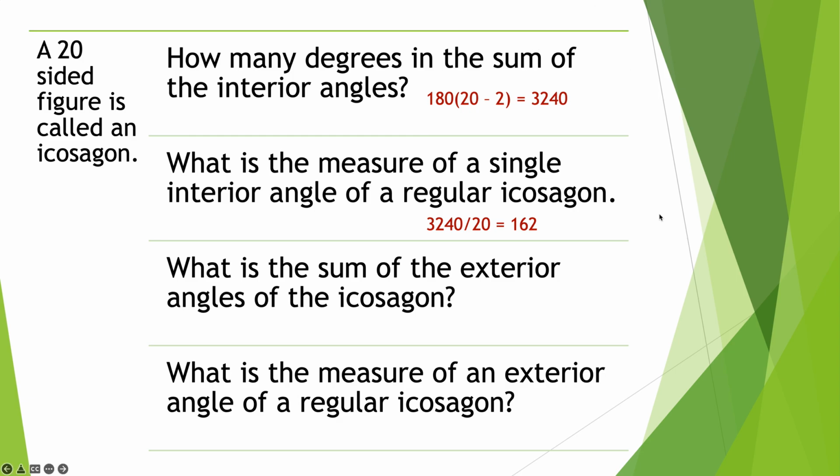What's the sum of the exterior angles? Easiest question in the world. Always 360 on the sum of the exterior angles. And what's the measure of a single one? That would be 360 divided by 20, which is 18. And notice the interior of 162, the exterior of 18 are supplementary.